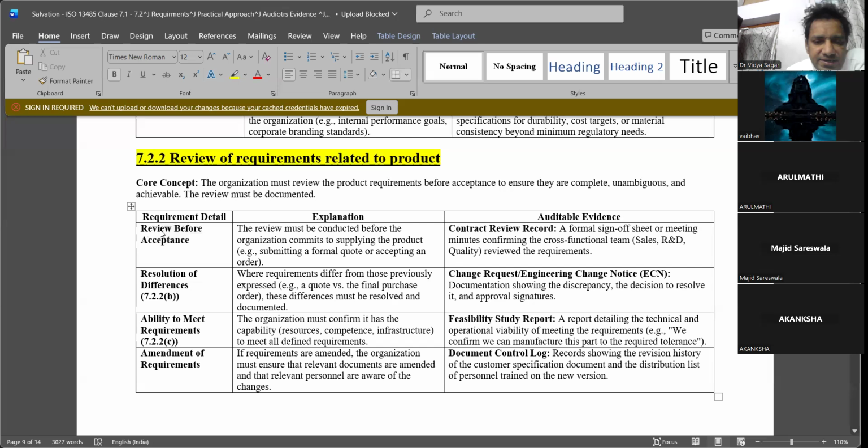Before you accept the order, you need to review a lot of things, like the contract review record. Then I can do it. But don't just sign without review, don't accept it. If there are any differences between you and the customer, you need to resolve them. It's like change requests or engineering drawings, like what we do in our QMS change controls.